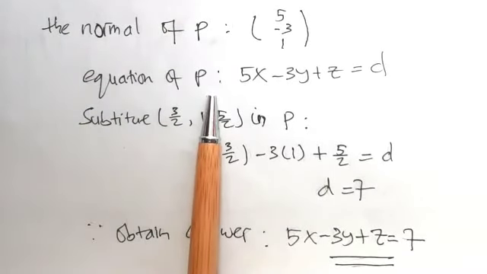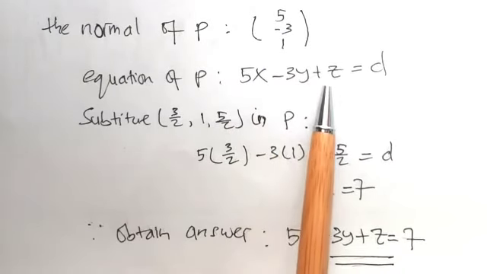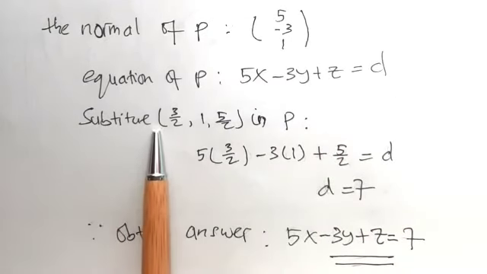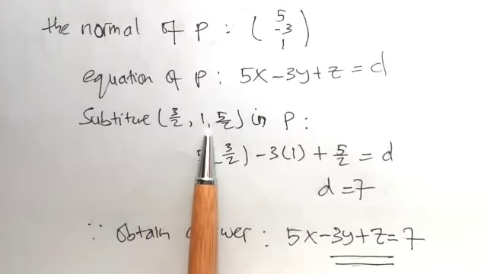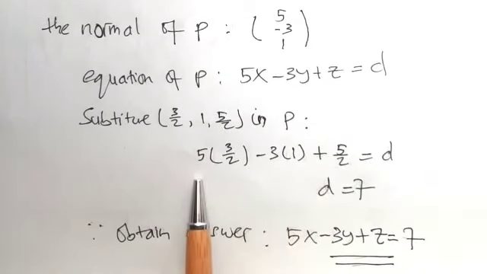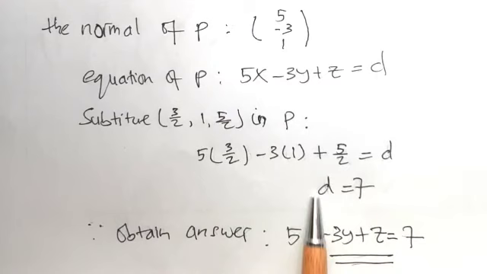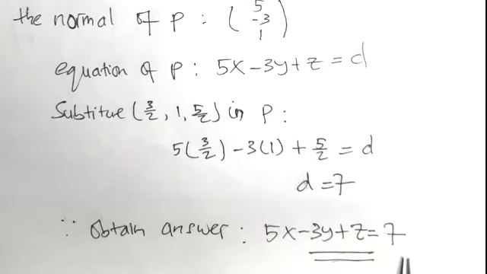Thus the equation of plane P is 5x minus 3y plus 1 times z equals d. Now substitute the point that lies on the plane, that is (3/2, 1, 5/2), in the equation of plane P. Thus 5 times 3/2 minus 3 times 1 plus 5/2 equals d. We obtain d equals 7. Thus we obtain the answer 5x minus 3y plus z equals 7. That is the equation of plane P. Thank you.